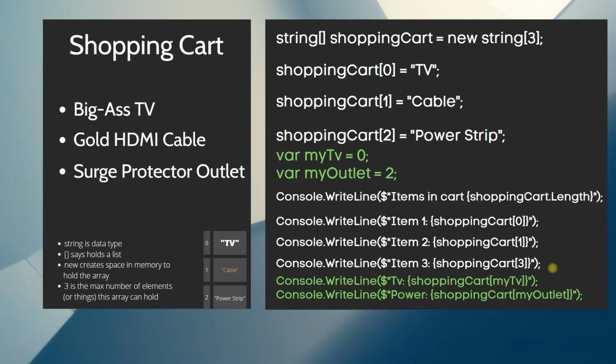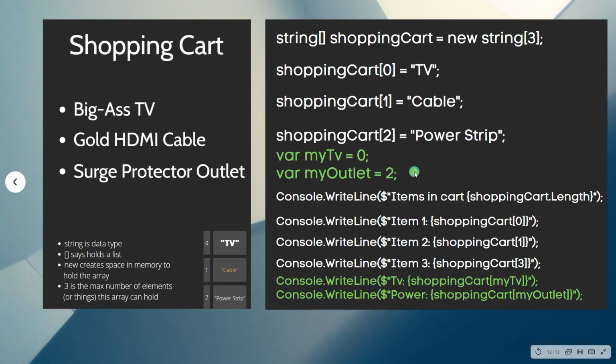All right, so here is where you can get lost. I've added 4 new lines of code. I've made a new variable called myTV that equals 0, which makes myTV an int since 0 is a number, and the default data type for numbers when you use var is an int. So myTV equals 0, and myOutlet equals 2. So we can see that the TV is in index 0 and the power strip is in index 2.